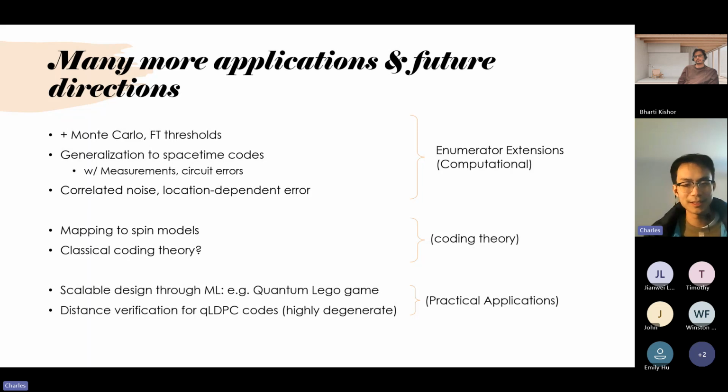And then finally, distance verification for LDPC codes. I was talking about how we are still not at the stage where we can just give it a code, write some lines of code, and immediately evaluate polynomials. I'm not an excellent coder, so I code everything by hand, but at some point there's got to be a software package that makes it widely available to everyone. Once we have that, perhaps we can use it for distance verification for actual useful quantum LDPC codes that are hardly degenerate. Okay, so thank you very much.